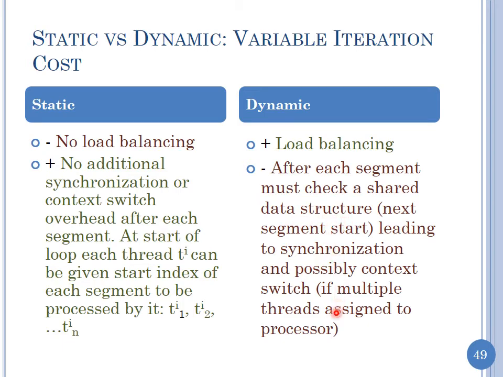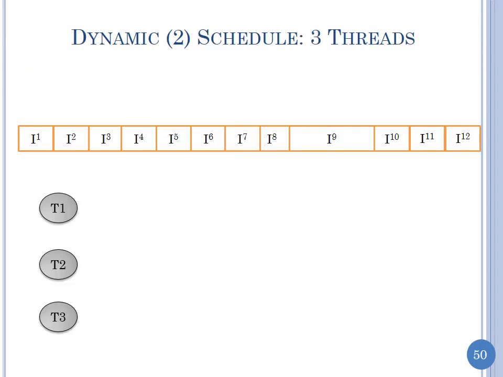And there are unnecessary switches to the kernel, especially if the threads are executing concurrently on different processors; they have to unnecessarily go and make system calls. So let's look at this dynamic schedule here.